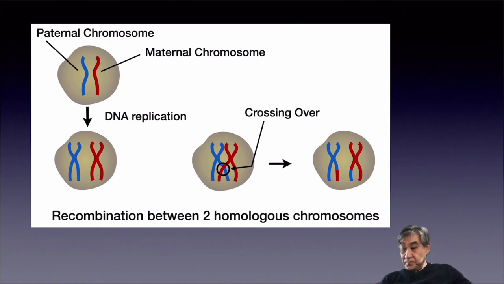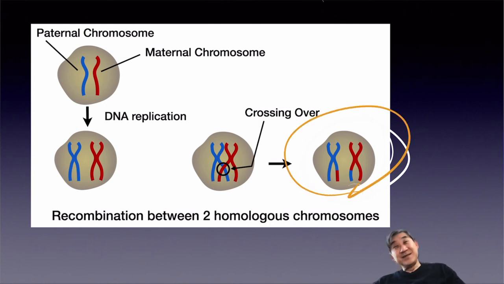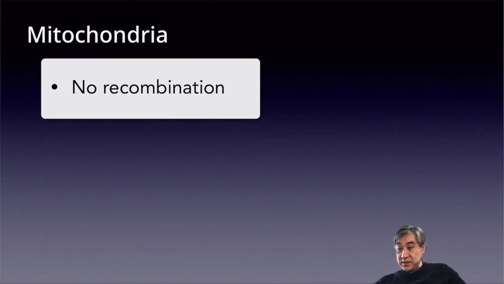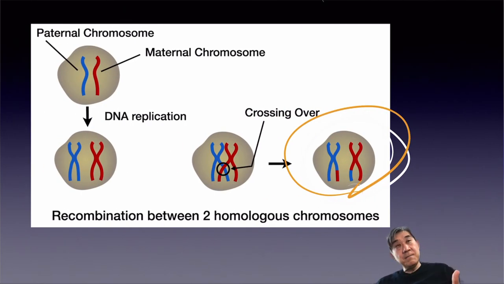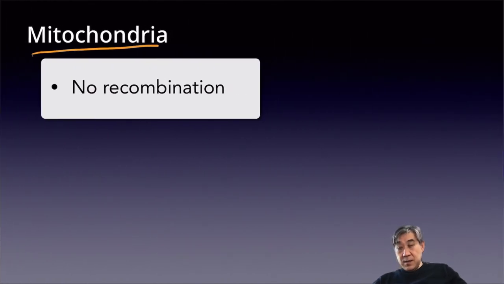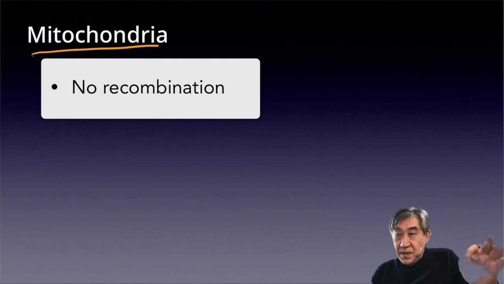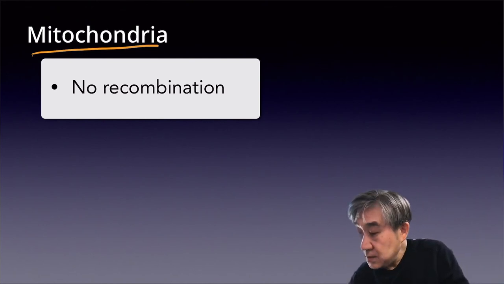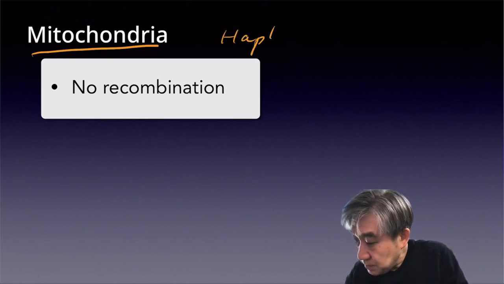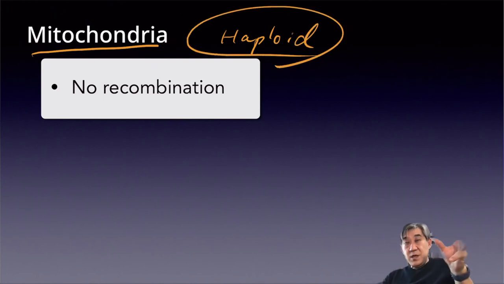This is another illustration of this crossing over to become a little bit of a hybrid structure during this practice. However, in mitochondria, so this is what's happening in the nuclear chromosome. But in mitochondria, the mitochondrial DNA is basically a prokaryotic DNA, so they are haploid. Prokaryotic DNAs are almost always haploid.